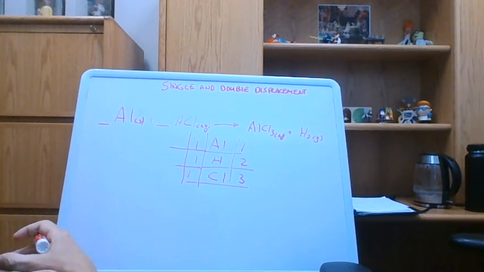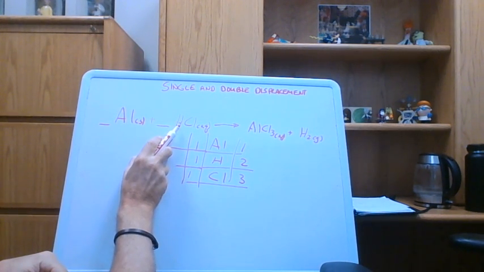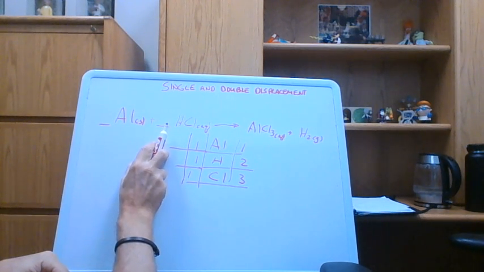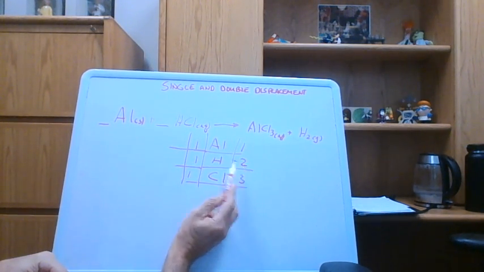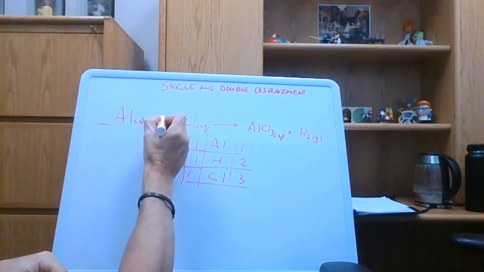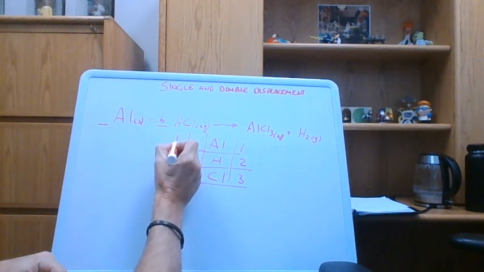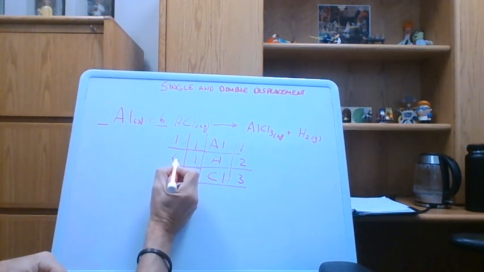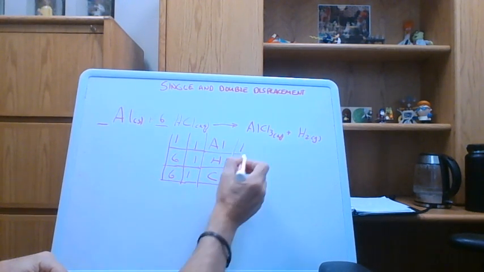All right, and so we might be tempted to put a 3 here, and we would end up with 3 chlorine, but the problem becomes we would still have an odd number of hydrogen and an even number there, so we need to make this an even number. So we're probably going to have to start with something like a 6 here in front. So we would still have 1 aluminum, 6 hydrogen, and 6 chlorine. Now we have even numbers over here.